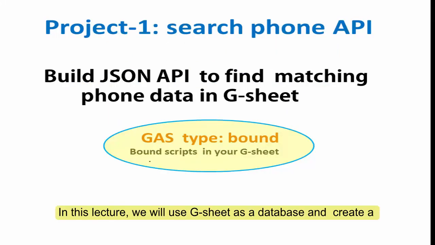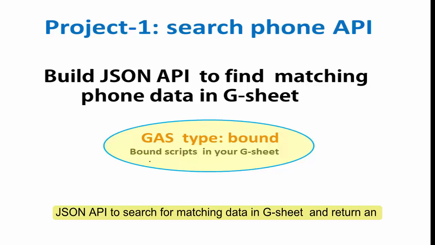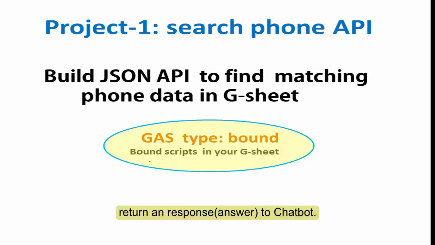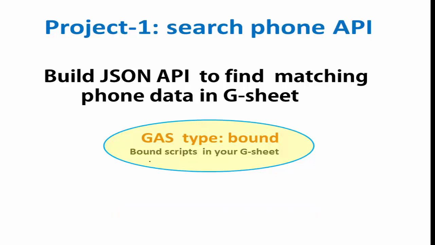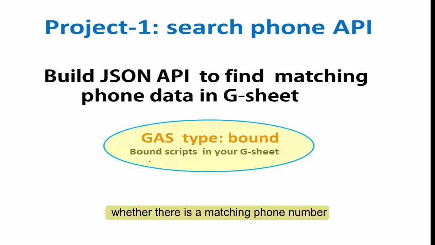In this lecture, we will use Google Spreadsheet as a database and create a JSON API to search for matching data in your Google Spreadsheet and return a response to the chatbot. The first project is an API to search a phone number. We want to find out whether there is a matching phone number in the Google spreadsheet or not.